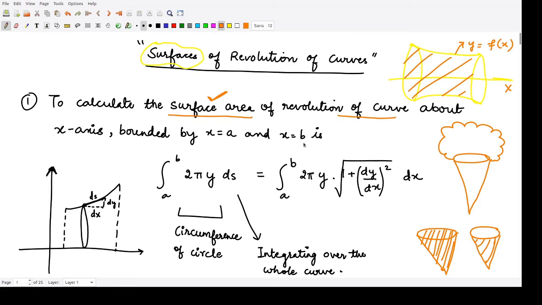Now in order to calculate the surface area for this particular cone, suppose you have this curve y is equal to f of x, and this is obtained when you rotate this curve about the x-axis. In that case, what would be the surface area when the limits of x are given from x varying from a to b? The surface area is obtained by calculating the circumference for this particular curve.